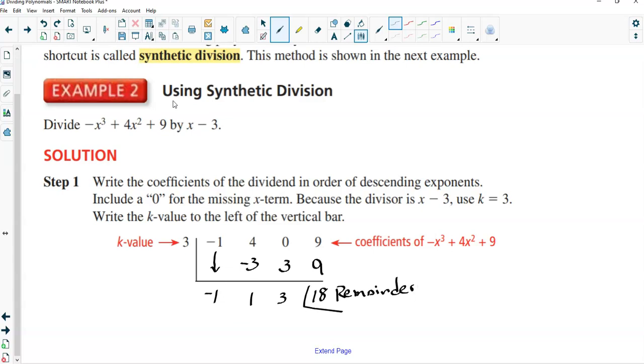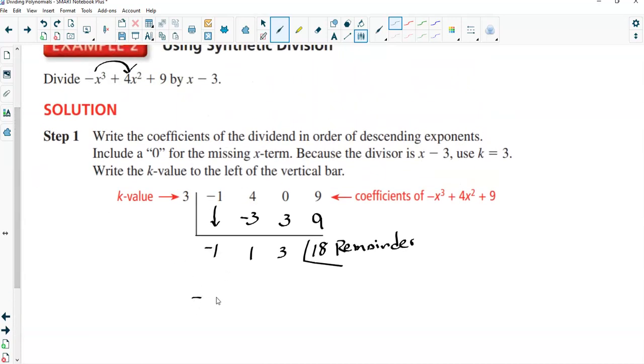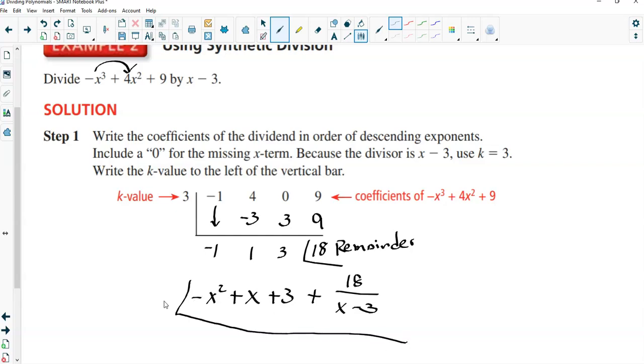Now, to give your answer, notice that you started with a cubic term, so you always have to start with one less. That would be your squared term. So this negative 1 is the coefficient of the quadratic term. When you're writing your answer, this becomes negative 1x squared plus 1x plus 3, and this is your remainder, plus 18 divided by x minus 3. And that's your answer right there.